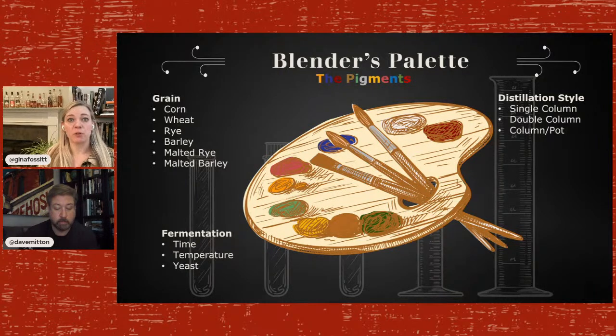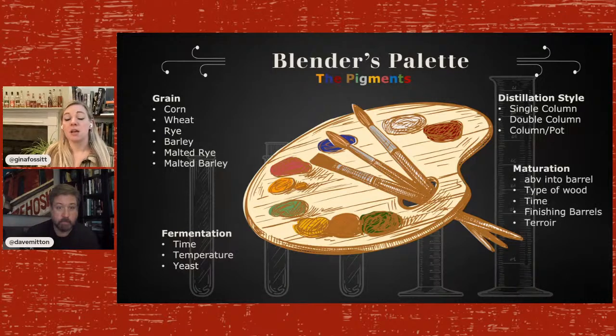Distillation styles, we know, produce different flavor compounds. Single column distillation is going to give us that nice full-bodied spirit. Double column is going to strip out that grain and yeast characters. And going from a column into a pot still allows us to really concentrate up certain flavor compounds, especially the grain, fruity and floral notes.